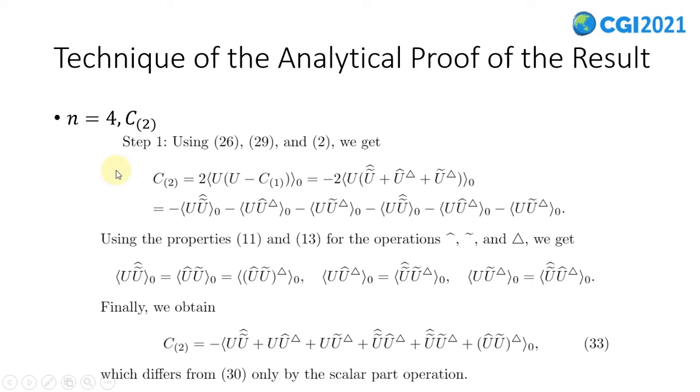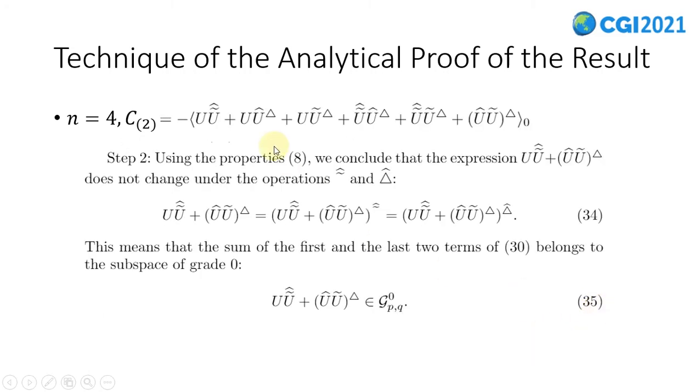Our proof is in two steps. Step 1. First, using recursive formulas from theorem 1, we calculate C2. Then, using lemma 1, we simplify the obtained expressions. After simplification, we get expression number 33, which differs from the actual formula only by the scalar part operation. Now we know that the scalar part of this expression is equal to the second coefficient. Let us prove that taking the scalar part is unnecessary.